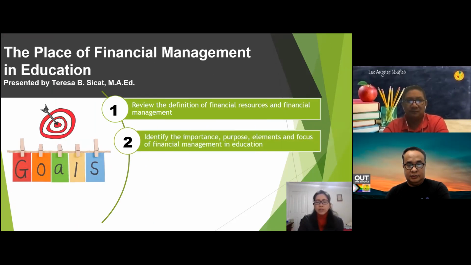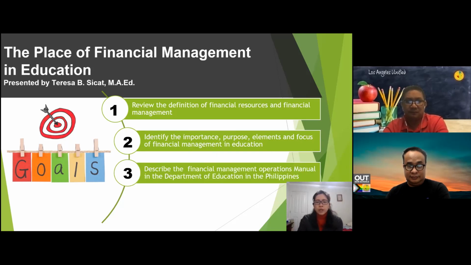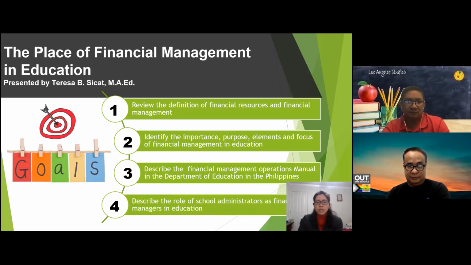Second, we will identify the importance, purpose, elements, and focus of financial management in education. Third goal, we will describe the Financial Management Operations Manual in the Department of Education in the Philippines. And the fourth is to describe the role of school administrators as financial managers in education.